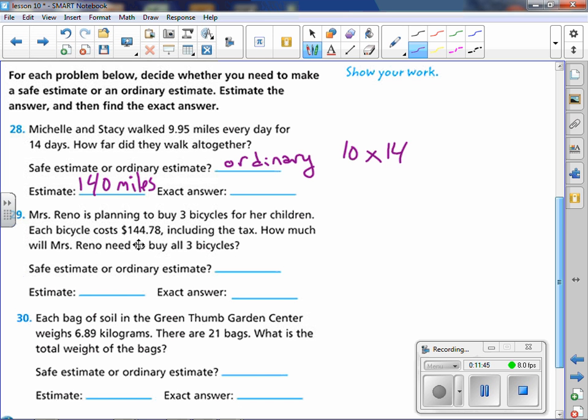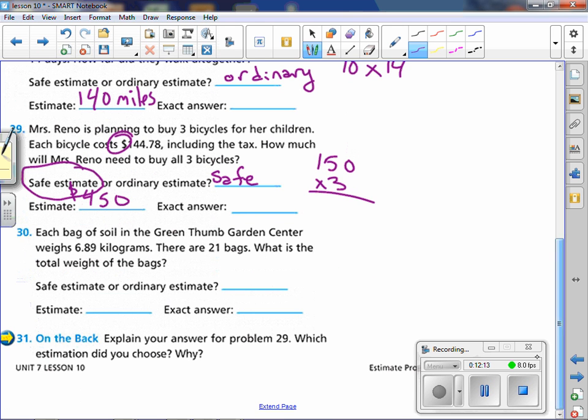Remember, anytime it's money, anytime you see this dollar sign, you use safe estimation, because you want to make sure you have enough money. So with safe estimation, you might go 150 times 3. 150 times 3 gets you about $450 that she's going to need. You guys find out that exact answer. I want that exact answer when you come back, and you can discuss it with your groups. You can know that you're pretty close based on these estimates, right? Let's look at the next one.